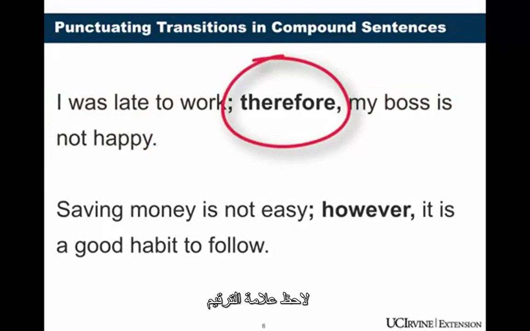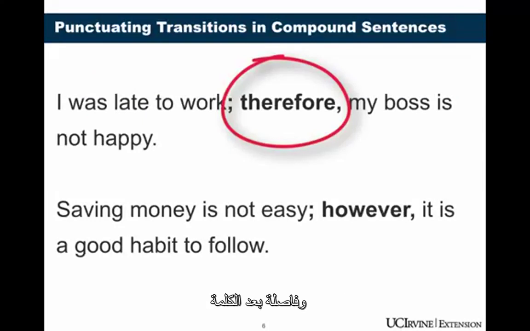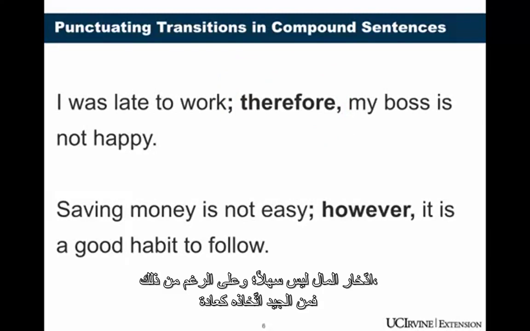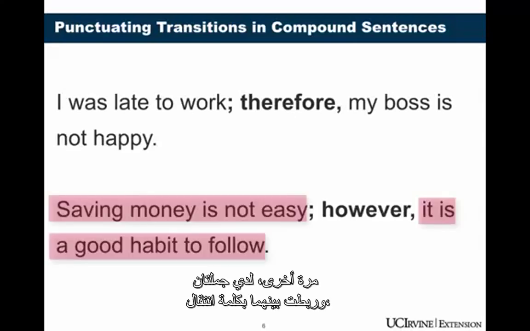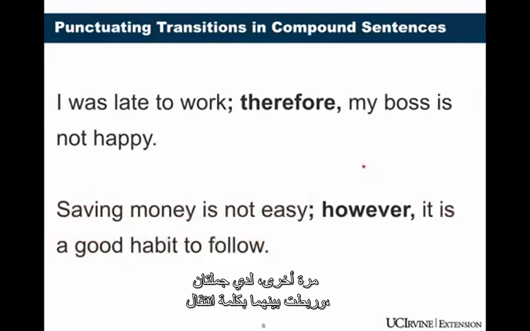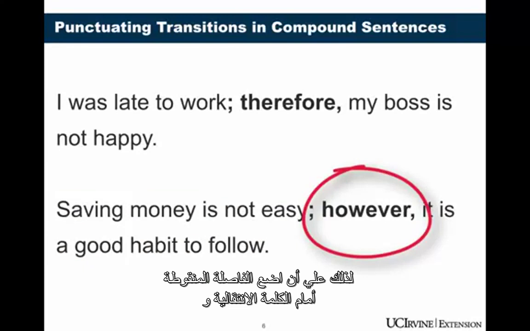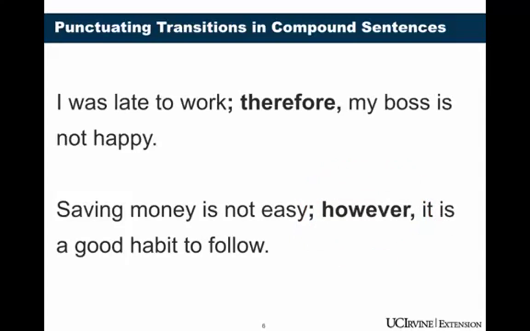Notice the punctuation. When I use a transition word, I have to put a semicolon in front of the word and a comma after the word. Look at the next example. Saving money is not easy; however, it is a good habit to follow. Again, I have two sentences, and I'm joining them with a transition word. So I have to put the semicolon in front of the transition and a comma after the transition. This makes a second type of compound sentence.